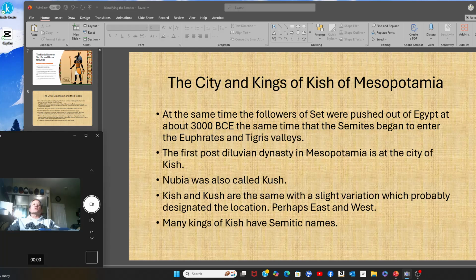The city and the kings of Kish of Mesopotamia. At the same time, the followers of Set were pushed out of Egypt at about 3000 BCE. The Semites began to enter the Euphrates and Tigris valleys. The first post-Diluvian dynasty in Mesopotamia is at the city of Kish. Nubia was also called Kush with the K. Kish and Kush are the same with a slight variation which probably designated the location, perhaps maybe east and west, with Kush being west and Kish being east. Many kings of Kish have Semitic names.